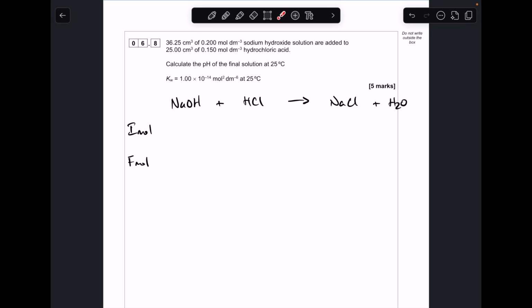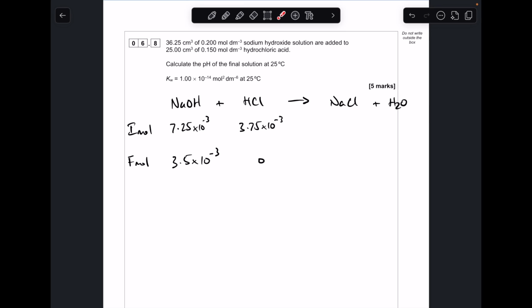And finally, part 8, the big calculation. So we've got volume and concentration information for sodium hydroxide and hydrochloric acid, which will obviously react with each other in a neutralization reaction. So the first thing we're going to do is work out how many moles initially we've got of the sodium hydroxide and HCl. So that's just going to be concentration times volume in decimeters cubed. So we've got 7.25 times 10 to the minus 3 moles of sodium hydroxide and 3.75 times 10 to the minus 3 moles of HCl. Sodium hydroxide is in excess, there'll be some of that left, there'll be none of the HCl left.